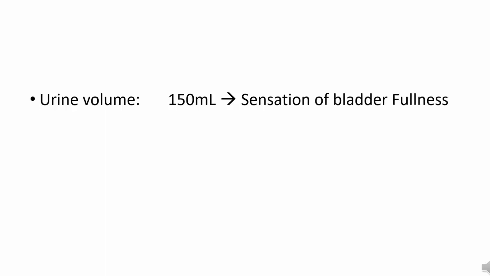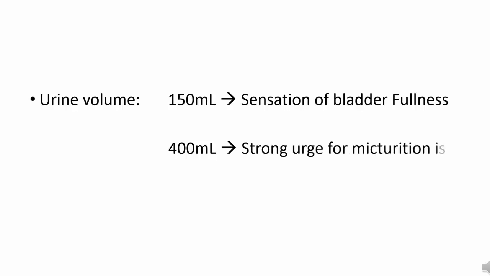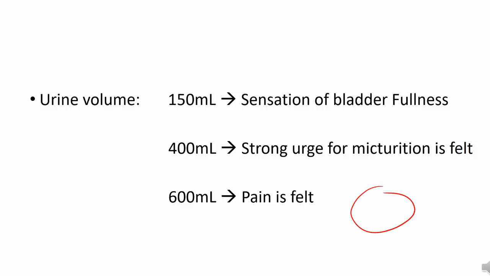When the urine volume in the bladder is 150 ml, there is a sensation of bladder fullness, and when the bladder is filled with 400 ml of urine, then a strong urge for micturition is felt, and when it reaches 600 ml, pain is felt. So 150 ml, sensation of bladder fullness; 400 ml, strong urge; and at 600 ml, pain is felt.